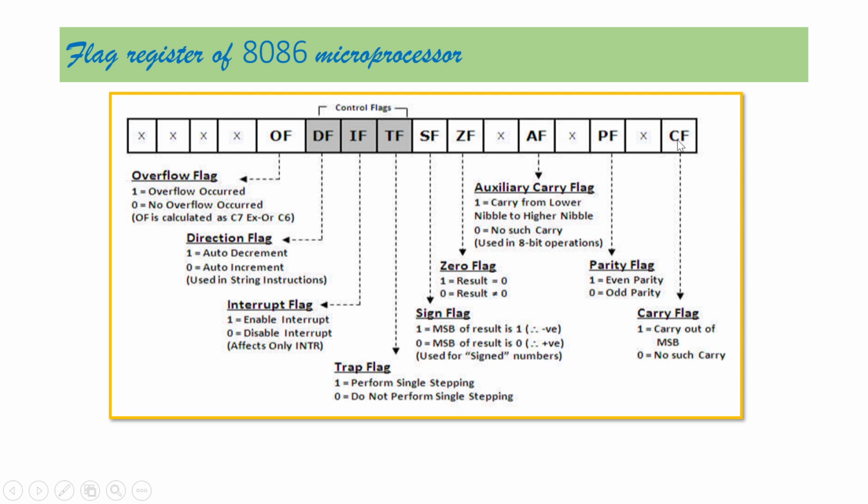CF stands for carry flag, PF stands for parity flag, AF stands for auxiliary carry flag, Z for the zero flag, S for the sign flag. I already discussed this topic in the 8085 microprocessor. Now these are the four new flags. O stands for overflow flag, D stands for direction flag, I stands for interrupt flag, T stands for trap flag.